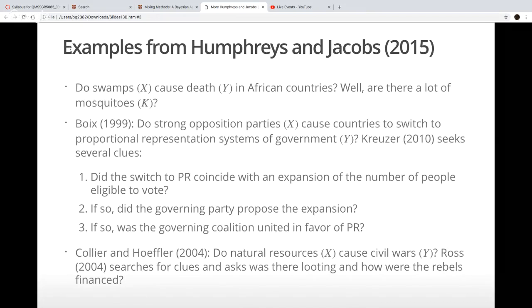Even more so, was it the governing party who proposed, okay, let's go proportional representation, or was that more being pushed by the opposition parties? If the opposition parties were doing it, that would seem to be at odds with this theory, or done for some other reason than what is contemplated by this theory. And then maybe a lesser clue, was there sort of united support among ruling parties or whatever in favor of the switch to proportional representation?